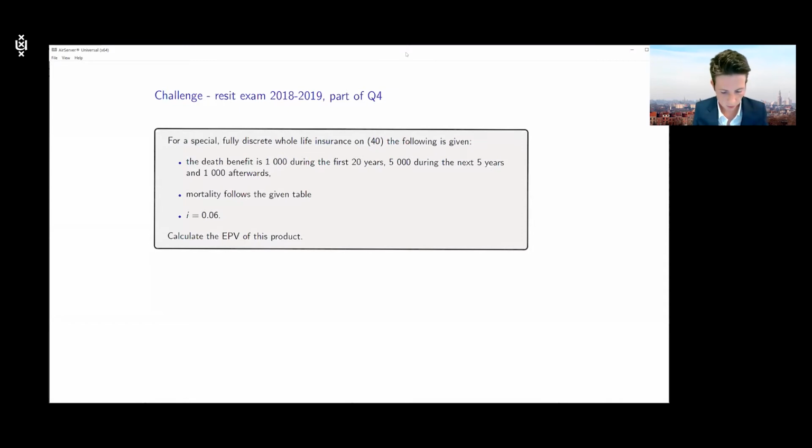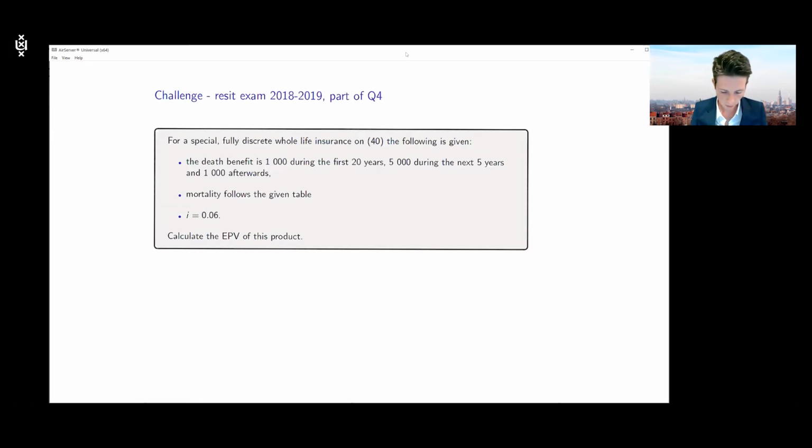So we've got a special, fully discrete whole life insurance on a policyholder age 40. And the following is given. We've got a death benefit of 1,000 euros during the first 20 years, 5,000 during the next 5 years, and 1,000 afterwards. We've got a certain mortality table given, and a certain interest rate. And the question, or part of the question, was: calculate the expected present value of this particular product.